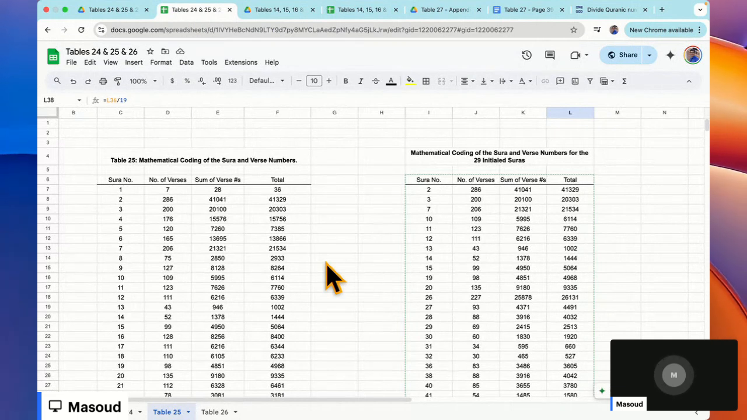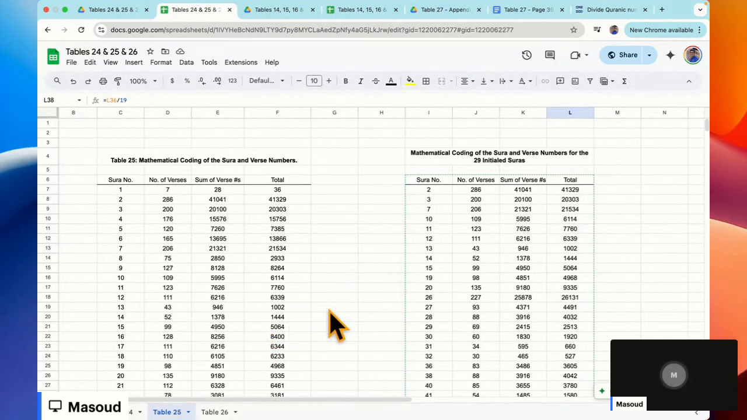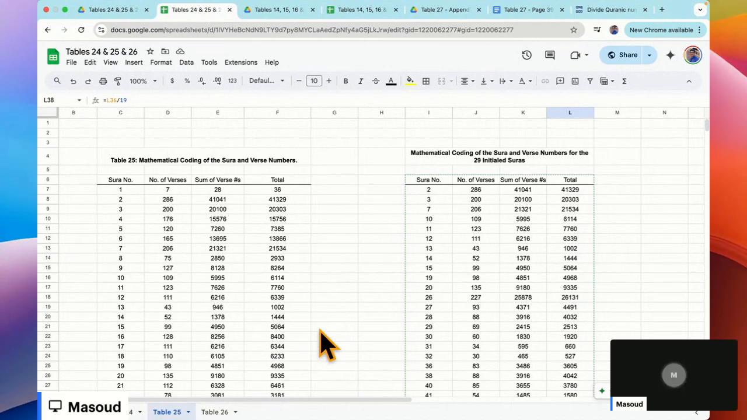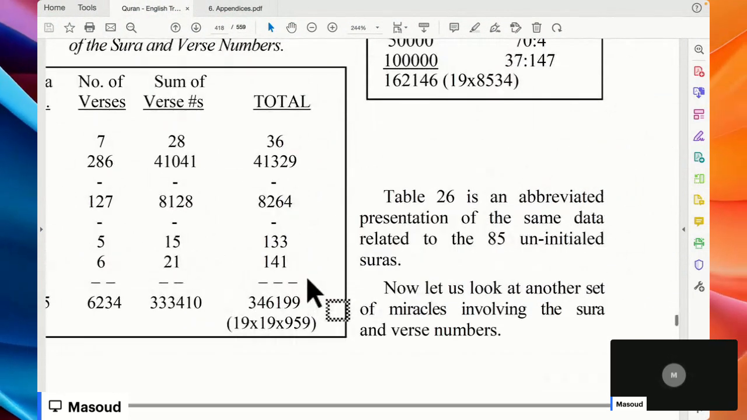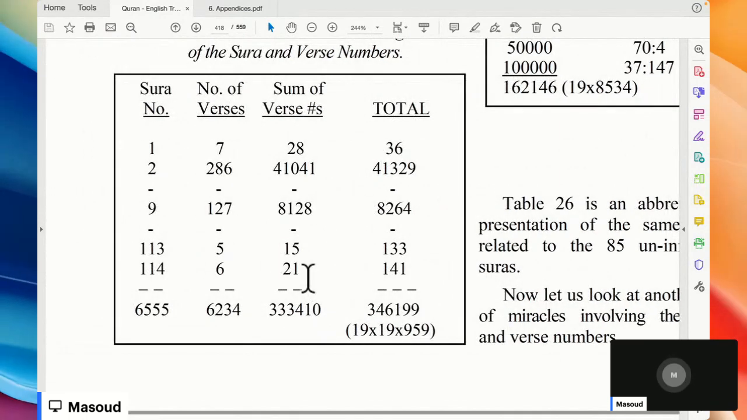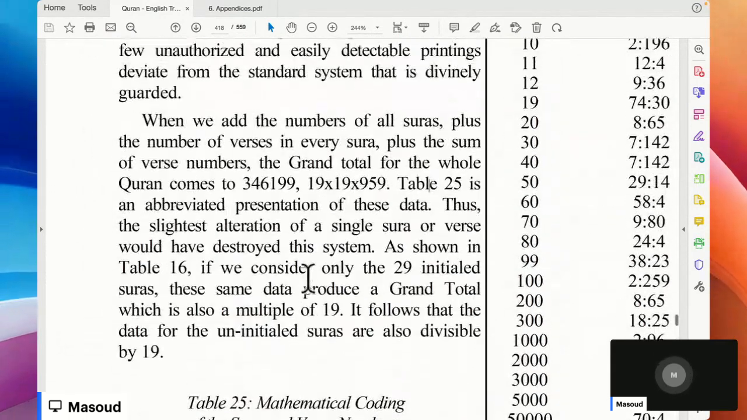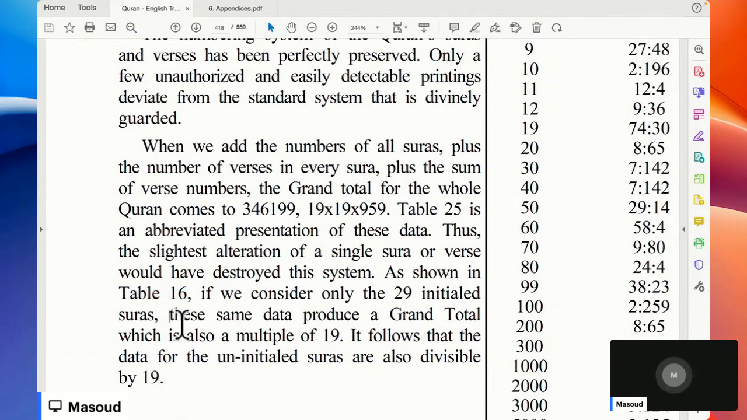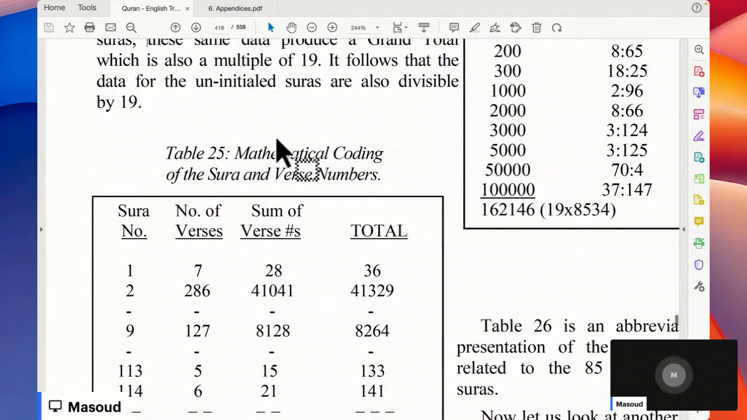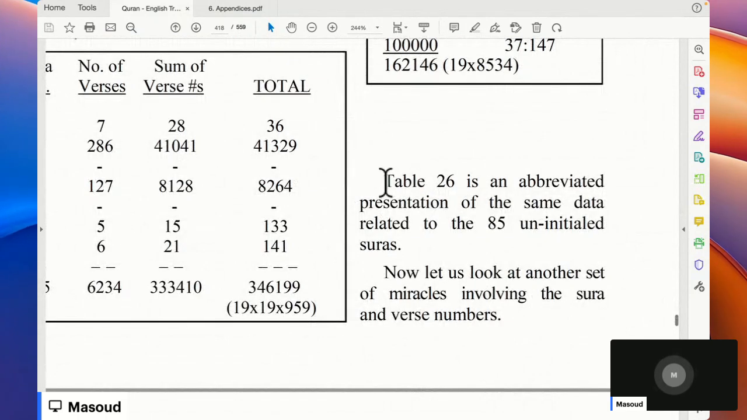If we do this for the uninitial surahs, as we are going to see in Table 26, your mind is going to be blown. Let's just take a look at it. SubhanAllah. Now, this one was Table 25. I have just explained it. Table 16, we just talked about it. That was the initial surahs. This was the whole Quran, and this is Table 26.